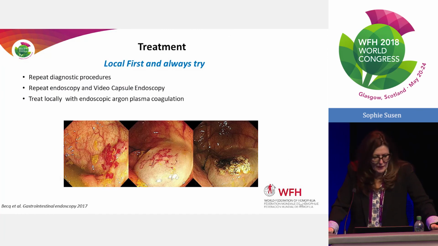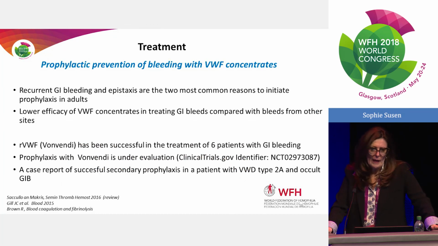A few words about treatment. Local first, and always try local, because you must repeat diagnostic procedures in those patients, because the local treatment is the best. We need to repeat endoscopy, and we need to repeat video capsule endoscopy, and treat locally with argon plasma coagulation. As for the prophylactic prevention of recurrence in patients with angiodysplasia, these GI bleedings are the main trigger for the decision of installing a prophylaxis. Even in GI bleeding, the prophylaxis has a lower efficacy than when compared with other bleeds.